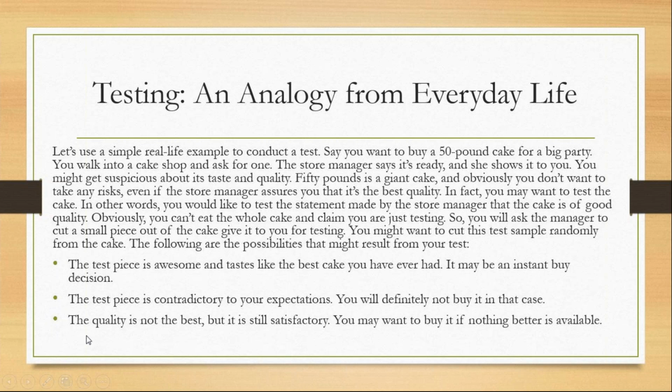And another, we have a third case: the quality is not the best, but still satisfactory. You want to buy it if nothing better is available. So this is another case. Depending upon other factors that I have, I will make my decision. So here are the three things that could be done out of my hypothesis.